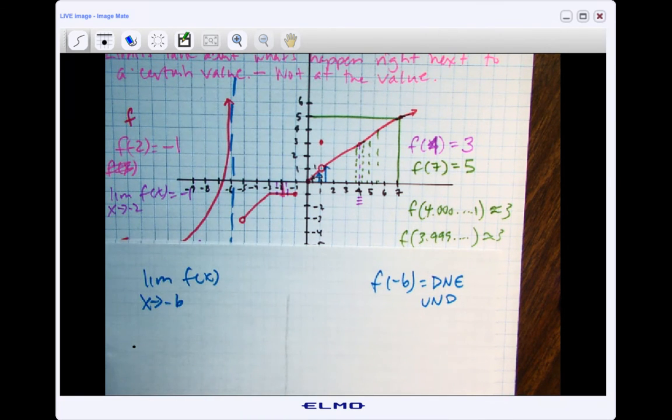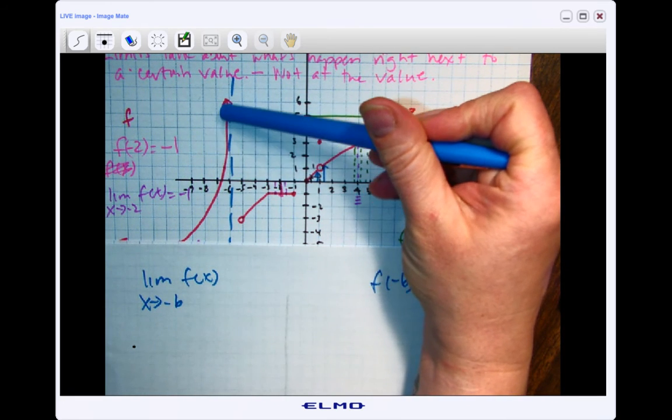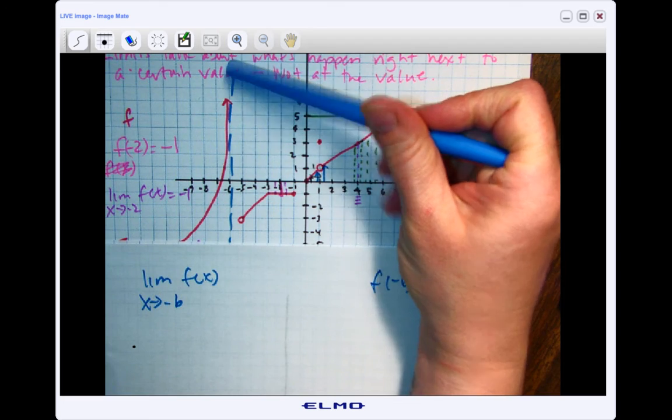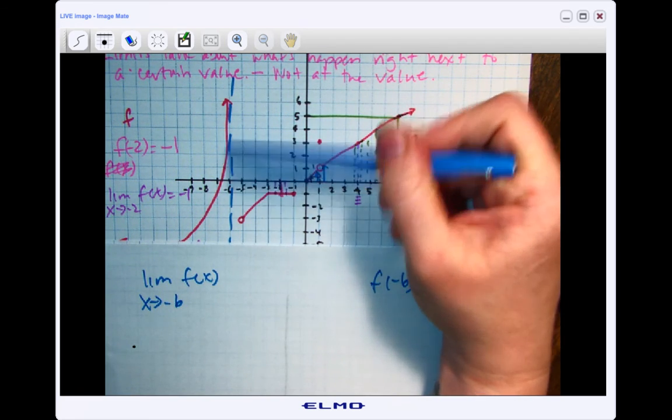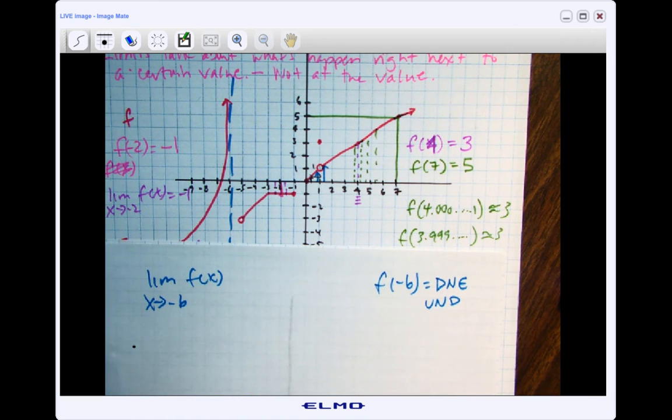So what is the limit? Now, in this case, we're getting closer and closer and closer to infinity on this side. And we're getting closer and closer to nothing on this side. So this is another one that does not exist.